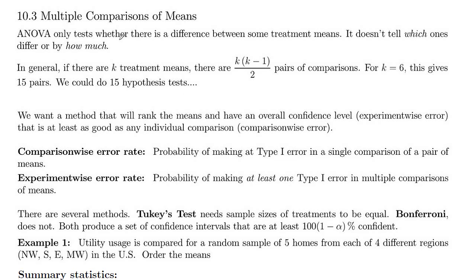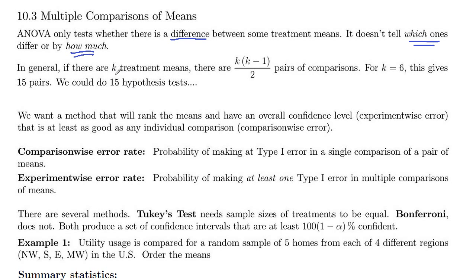In the last two sections, we've been looking at the ANOVA, which tests to see if there is a difference in treatment means. However, it doesn't tell us which ones differ or by how much. It only tells us there is a difference or there is not a difference. So we would like to be able to rank the different means from smallest to largest and tell which differences are statistically significant. One way we do that is by doing t-tests or hypothesis tests here.